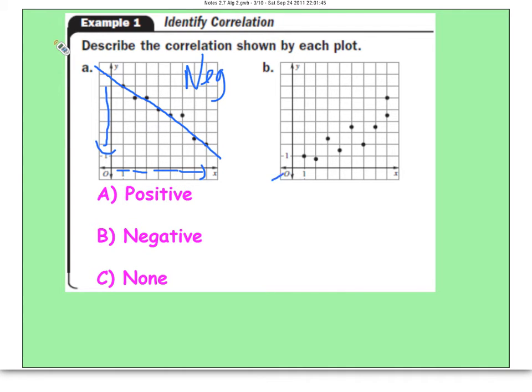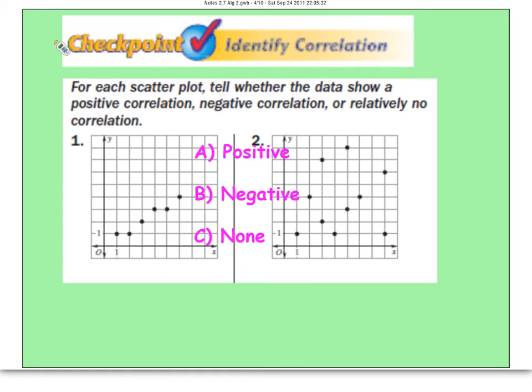Graph B, the pattern goes upward. As the X's get bigger in this direction, the Y values also get bigger. This one is going to have a positive correlation. If you look at these last two, hopefully we all can agree that graph 1 here is moving upward, so it's a positive correlation. Graph 2, I can't really tell the pattern. It's kind of all over the place. So for graph 2, there really is no direct correlation.